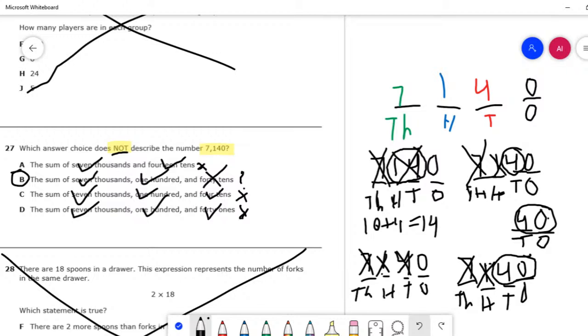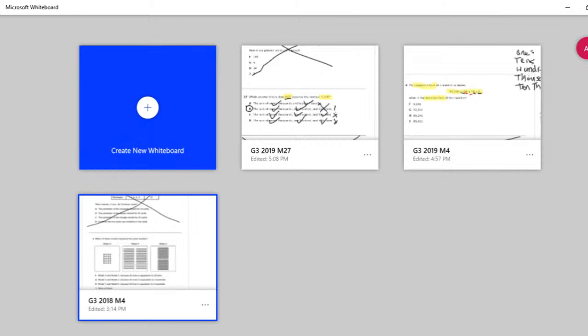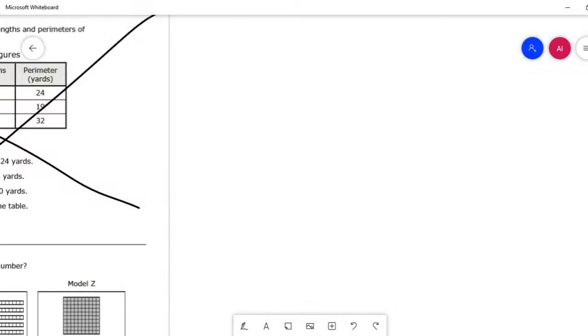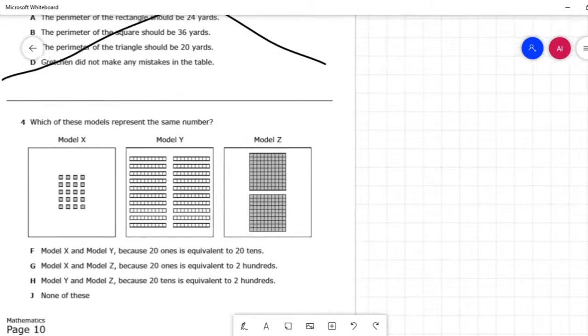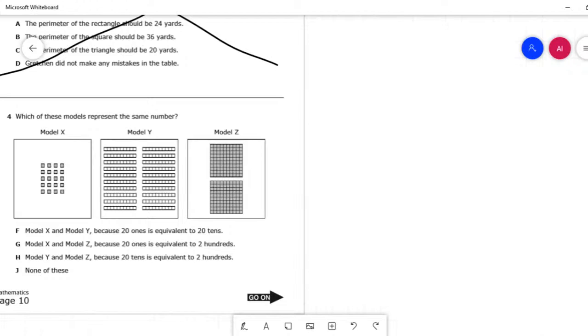Okay, if we don't have any questions, I will just move on to our last problem for this stream. And this is the fourth problem from the 2018 third grade math STAAR. And this one, unlike the last two, goes over TEKS 3.2b. The other two are 3.2a.